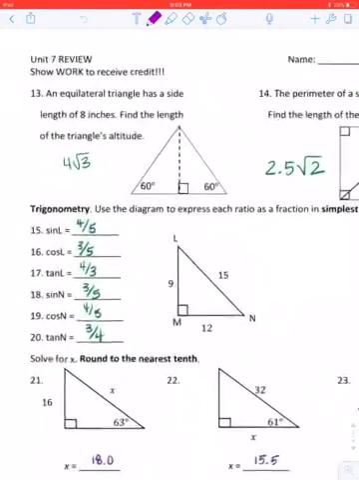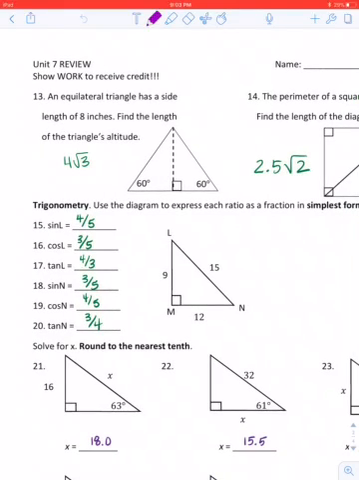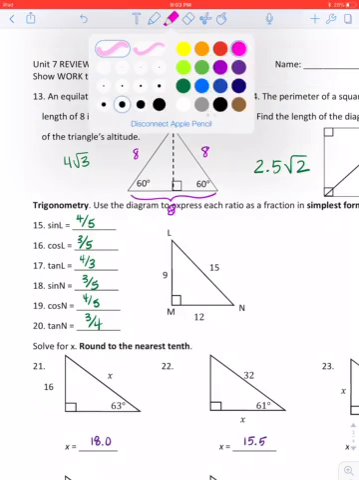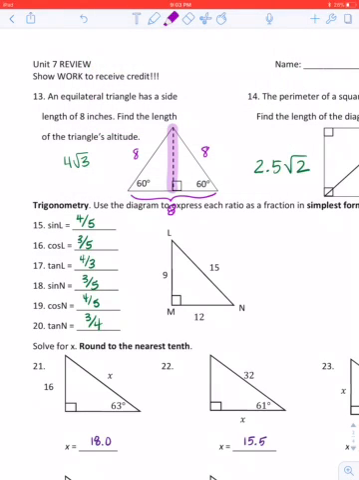Okay, so on number 13 on the second page, we have an equilateral triangle that has a side length of 8. So this is 8, and this whole thing here is 8 because it's equilateral. Find the length of the triangle's altitude, which is this right here. Right, so that's what we're trying to find. And if you notice, we have a 30, 60, 90 triangle whenever you draw the altitude.